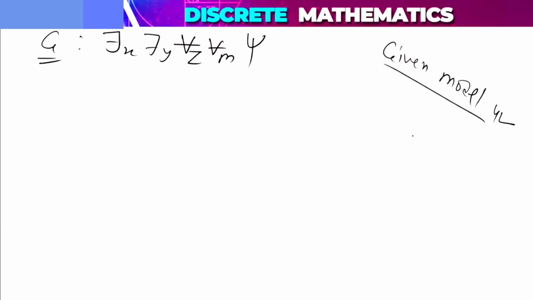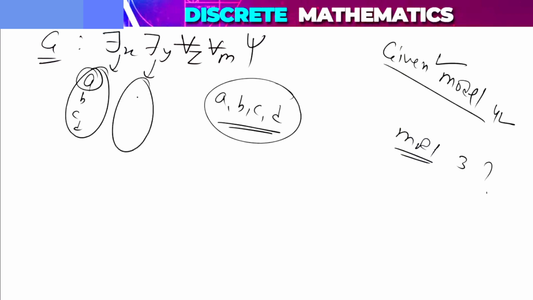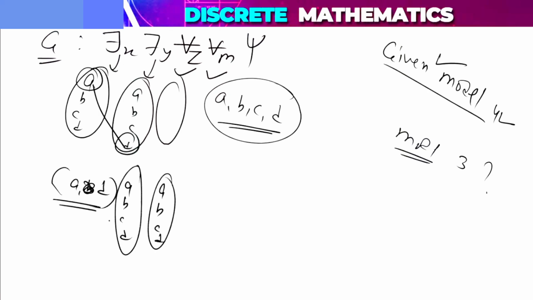Now let me check, can I guarantee a model of size 3? Yes, I can guarantee. Why? See, this is the given information that there is a model of size 4, with elements A, B, C, D. Then this is saying that there exists someone, maybe A. Again, there exists someone, maybe D. So A, D. Now with A, D, you can take everyone, A, B, C, D.